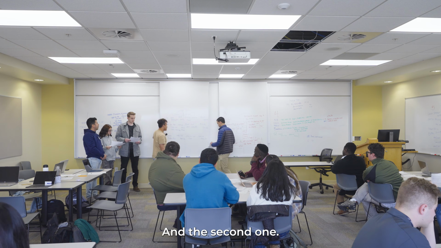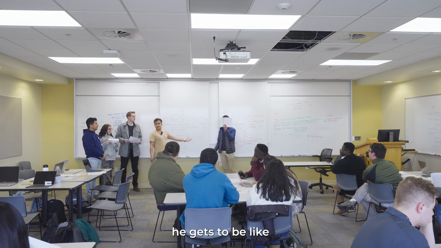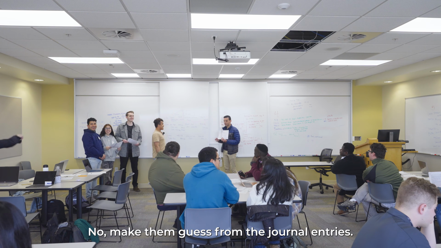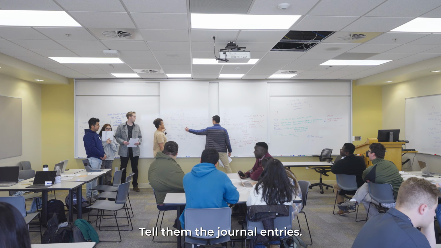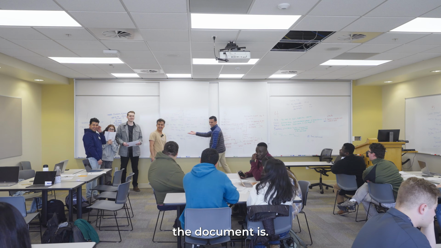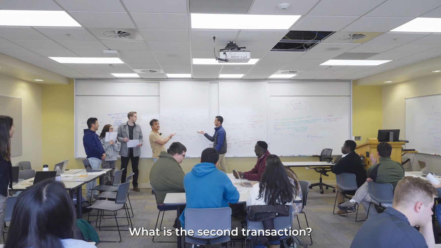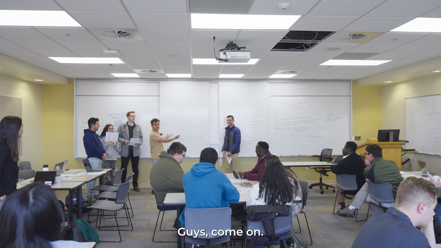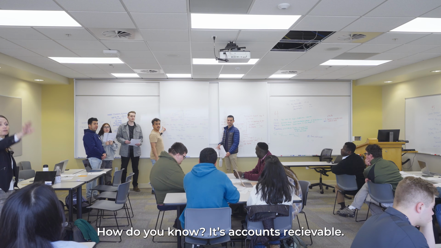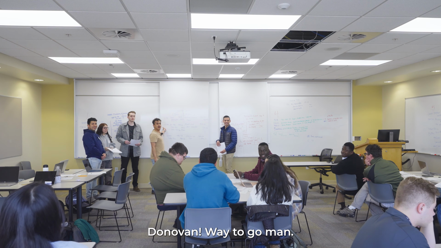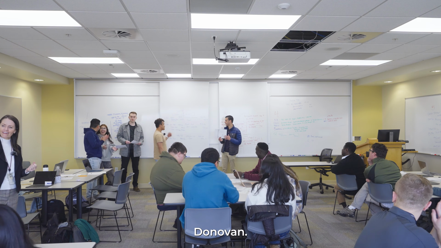And the second one, what is that? Don't tell him, make him guess from the journal entries. And we want you guys to guess what the document is. What is the second transaction? Come on. The second one is an invoice. How do you know? It's an account receivable. Way to go, Donovan, spot on.